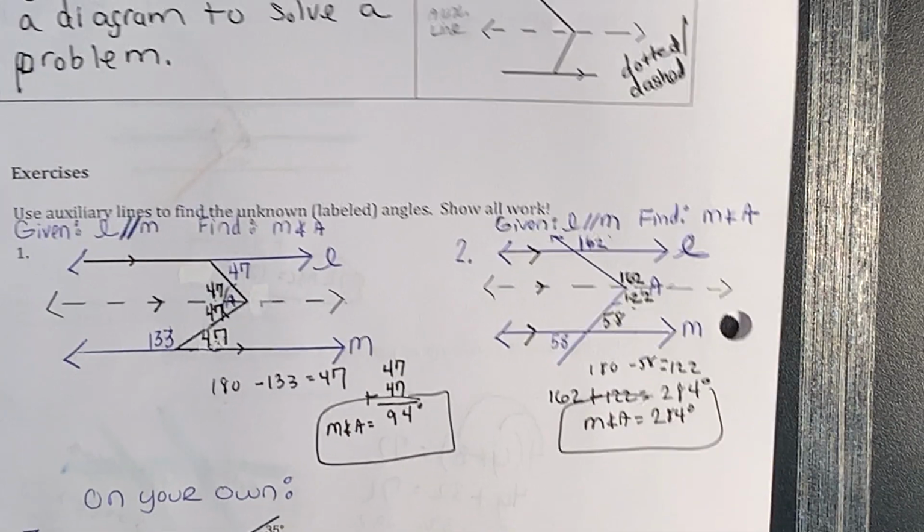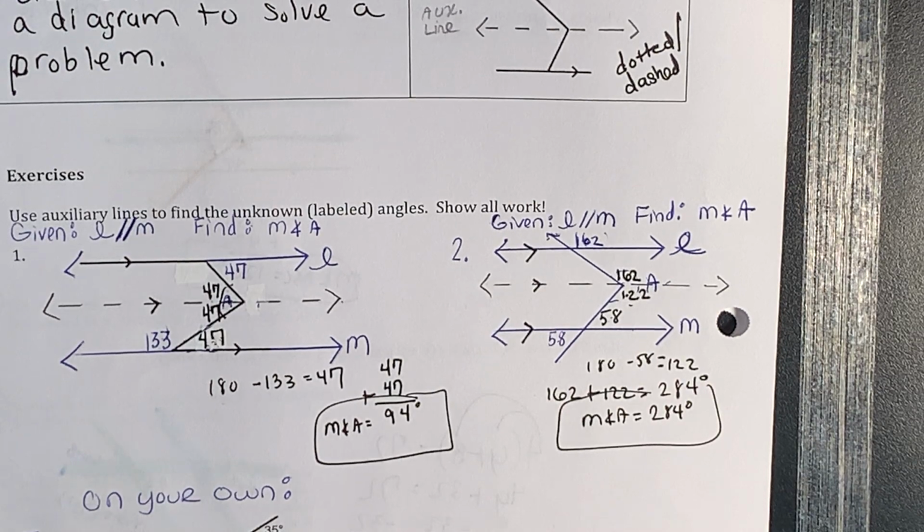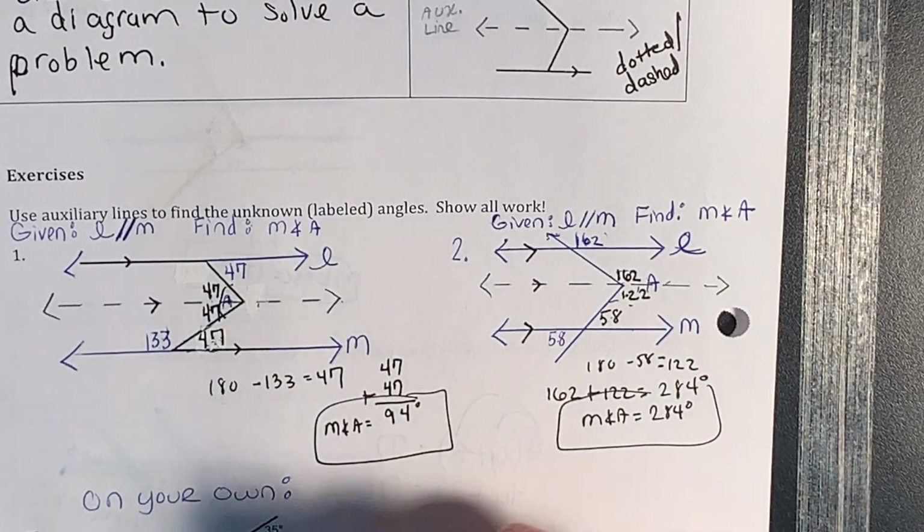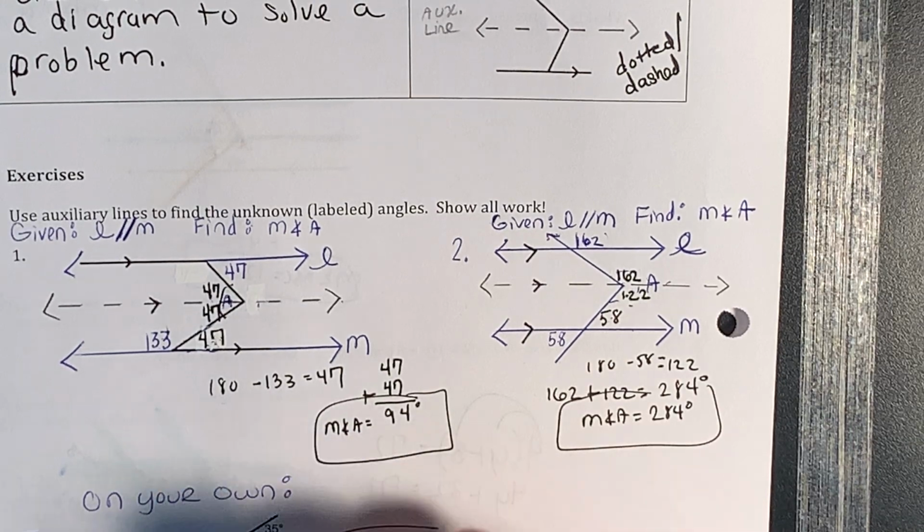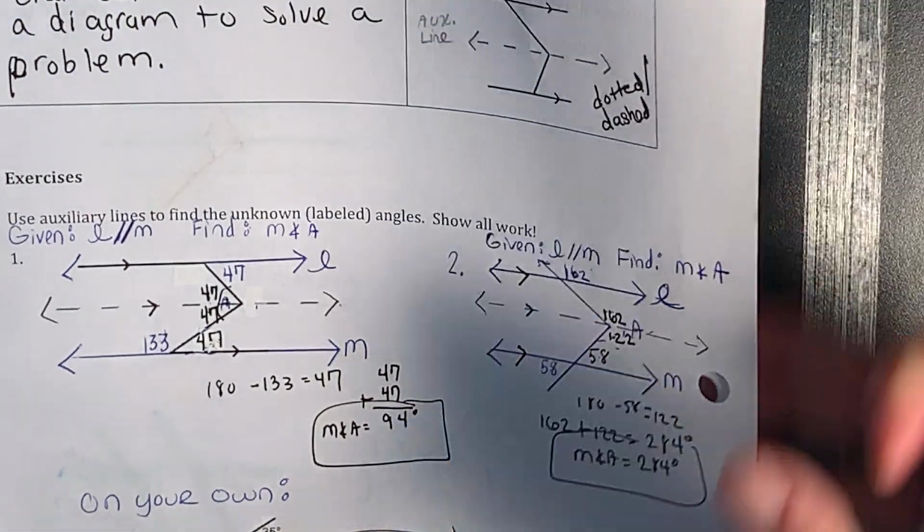Okay, you are going to do number 3 on your own, and what you're going to solve for is the measure of angle 2, which is located down here. And when you're finished, you should get measure of angle 2 equals 37 degrees. Okay, let's turn the page.